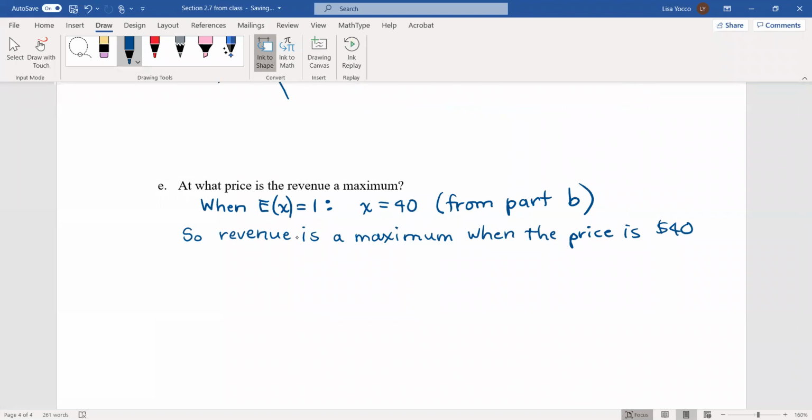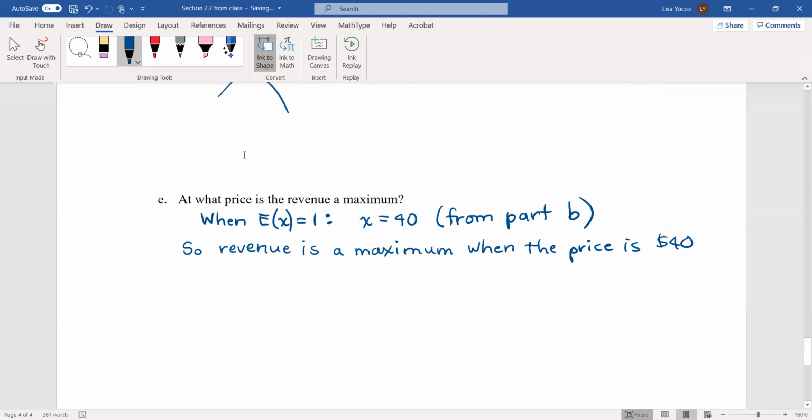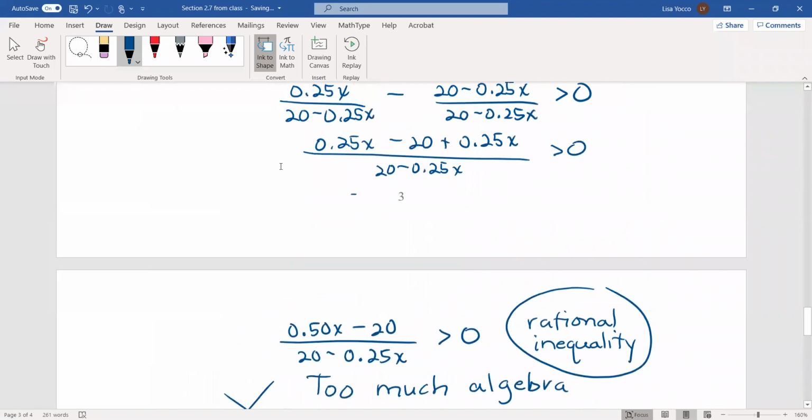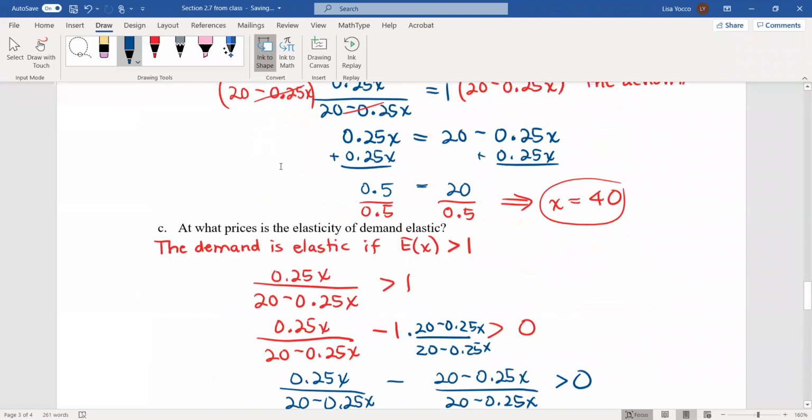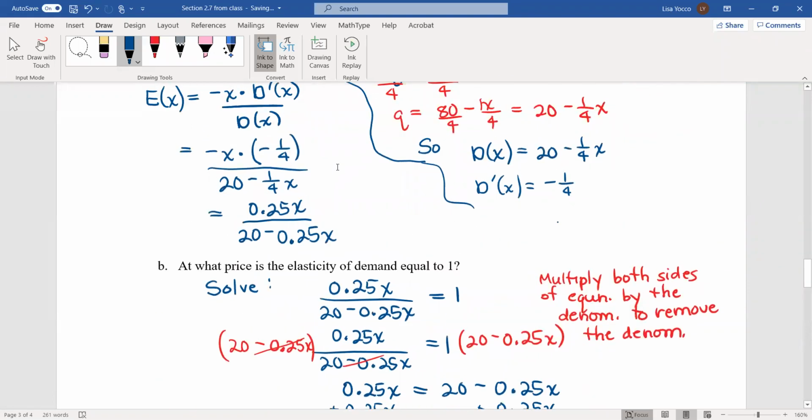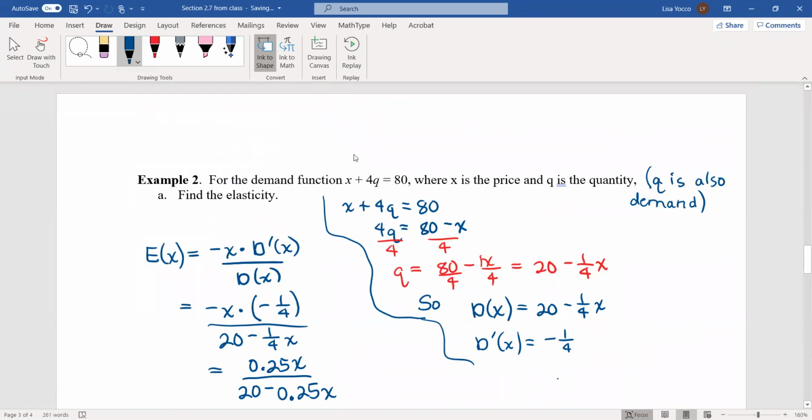Does anyone have a question? It was kind of, like I said, a short section. There's not a lot of calculus in here, but it just involves getting the derivative of the demand function and then using that formula for E of X. All right. So let's see. All right, so that actually finishes 2.7.